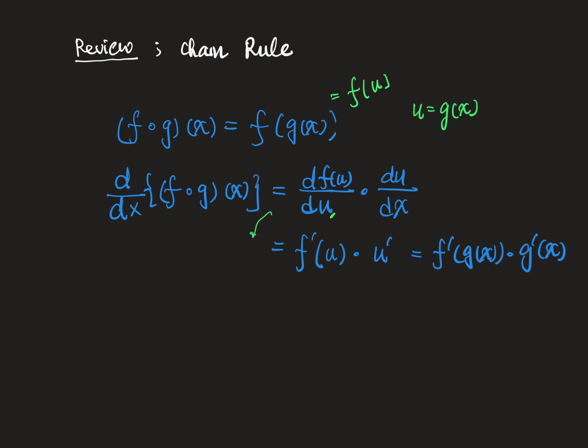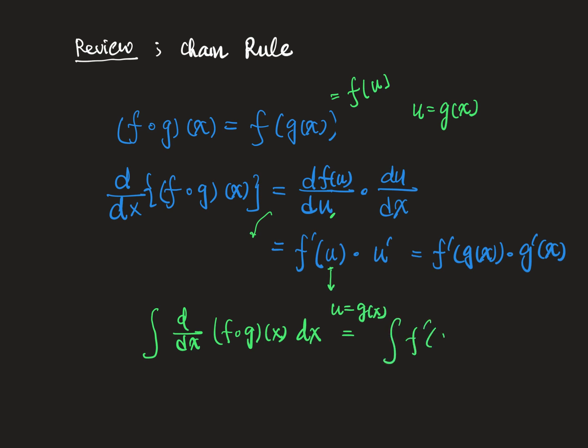Rewrite the chain rule: f'(u) times u'. Plugging back in u equals g of x, that's f'(g(x)) times g'(x). That's the chain rule, right? Based on this, you take the integral of both sides. What happened? The integral of d/dx f(g(x)) dx is the integral of f'(g(x)) g'(x) dx. We're going to use this indefinite integral for the substitution method.